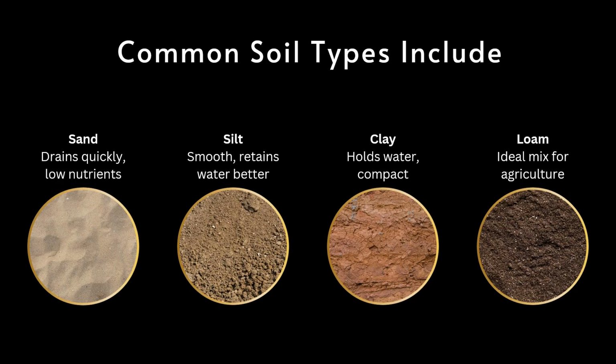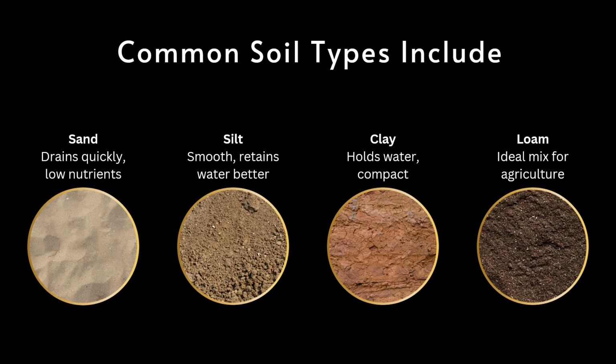On this slide, we can see four examples of common soil types. Sand has the largest particle size and has a gritty feel to it. It drains very quickly because the space between those particles is very big. And because of this, it does not hold nutrients or water very well.